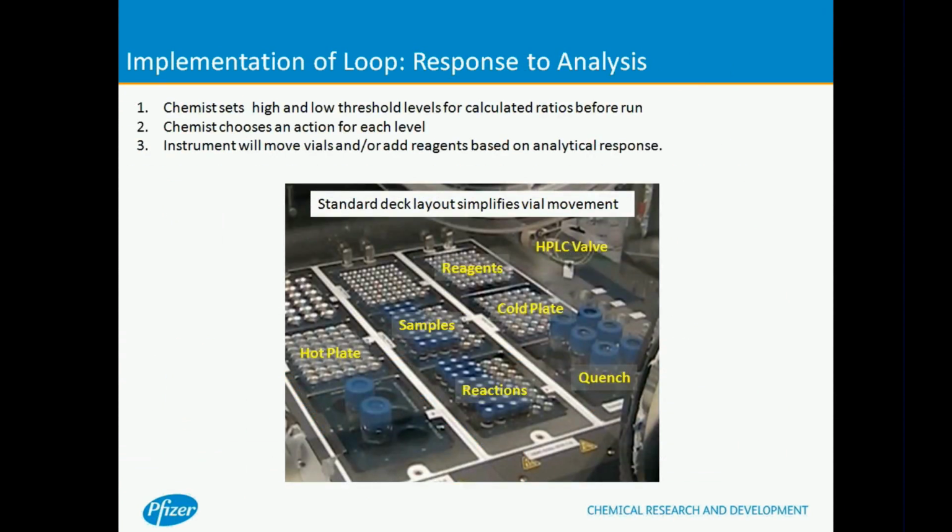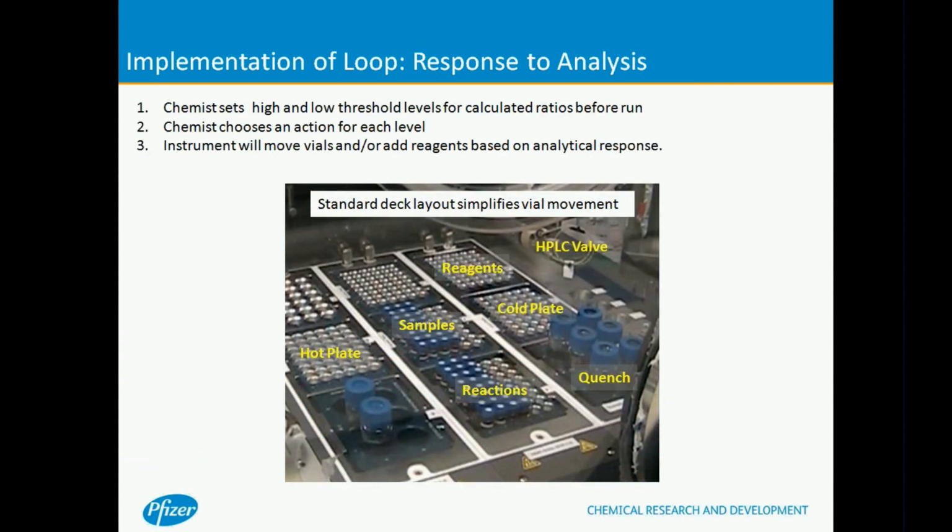So we will do something with those high conversion reactions. And the low threshold might be something like 0.2. The ratio of product to starting material is less than 0.2, that'll be your very low conversion reactions. And then you have your middle. So you have low, middle, and high levels now for each reaction.